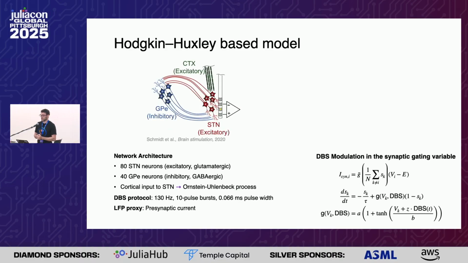And then we were developing a biophysically detailed model of what is believed to be the dynamical core of ERNA, which is the feedback loop between GPE and STN with some excitatory cortical input to STN, which is modeled by an Ornstein-Uhlenbeck process. And the GPE and STN neurons are modeled with the classical Hodgkin and Huxley model.